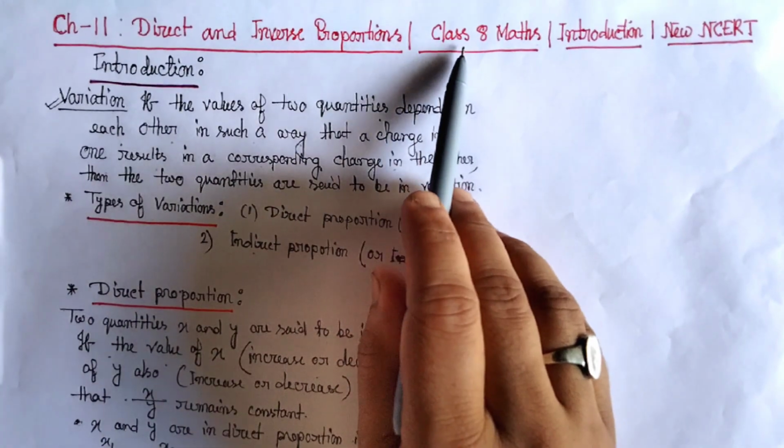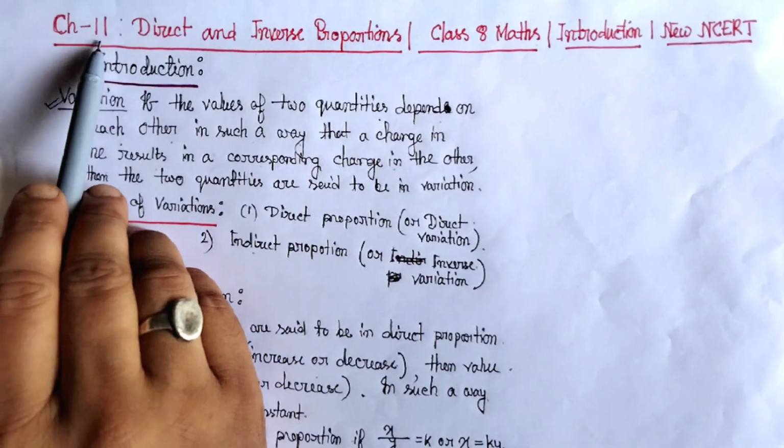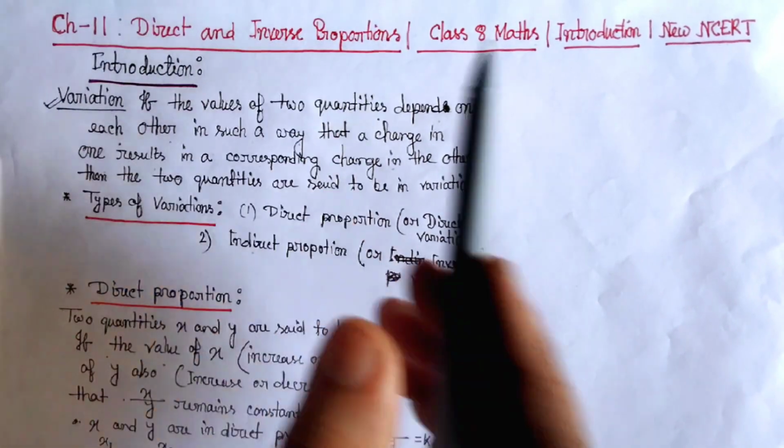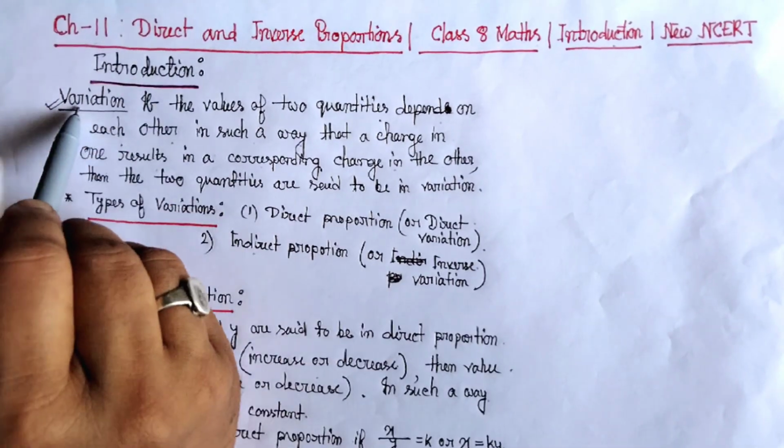Channel JK Mathematics Classes. Today I will discuss Class 8 Maths Chapter 11, Direct and Inverse Proportions, introduction part. So, new NCERT. Introduction. Variation.